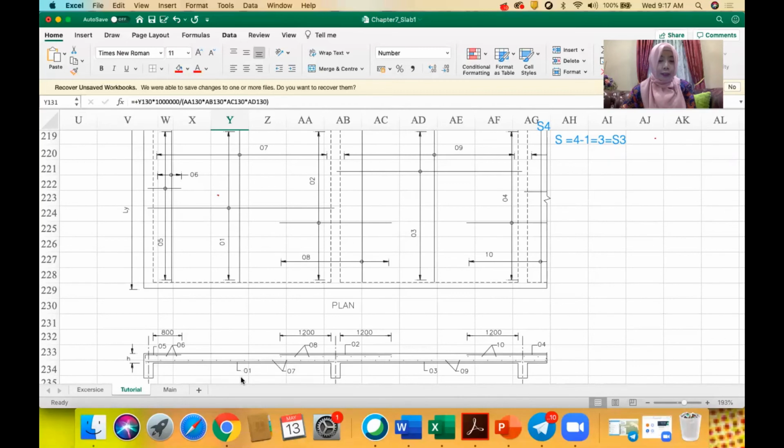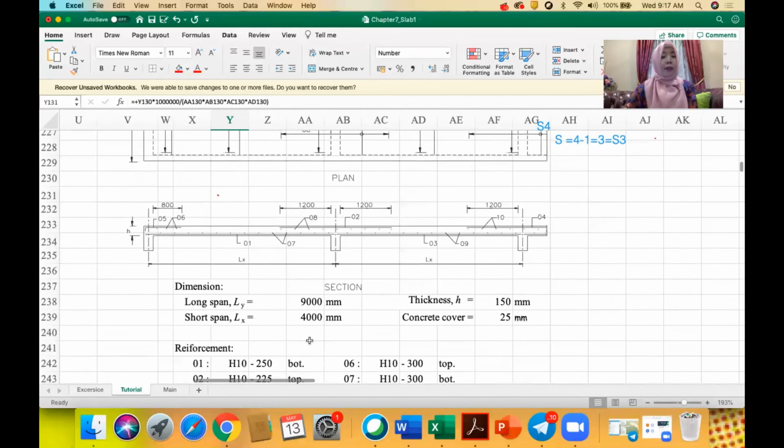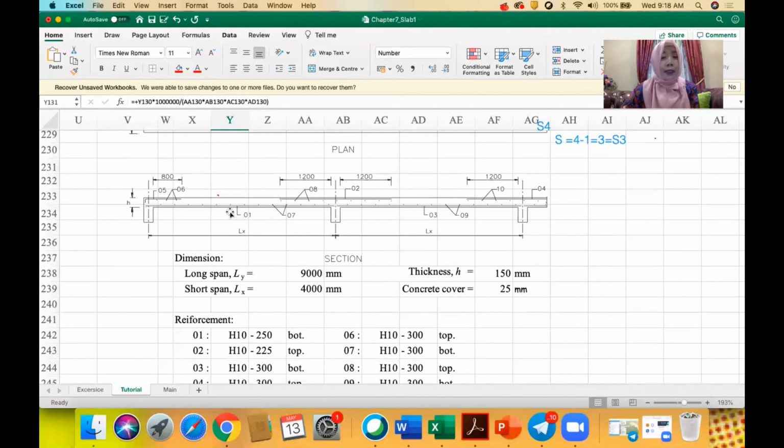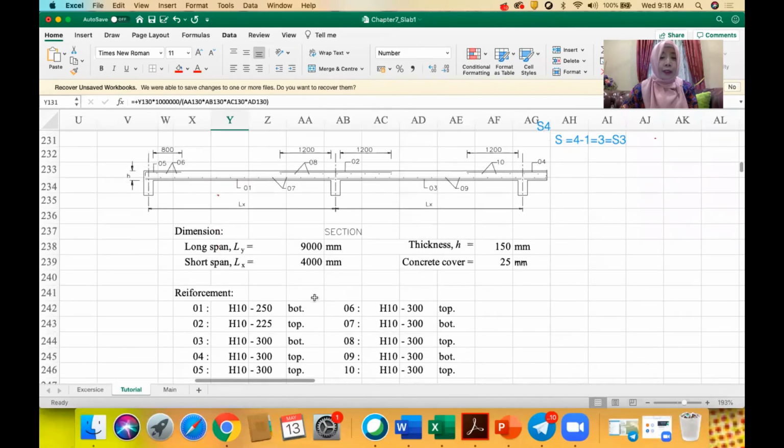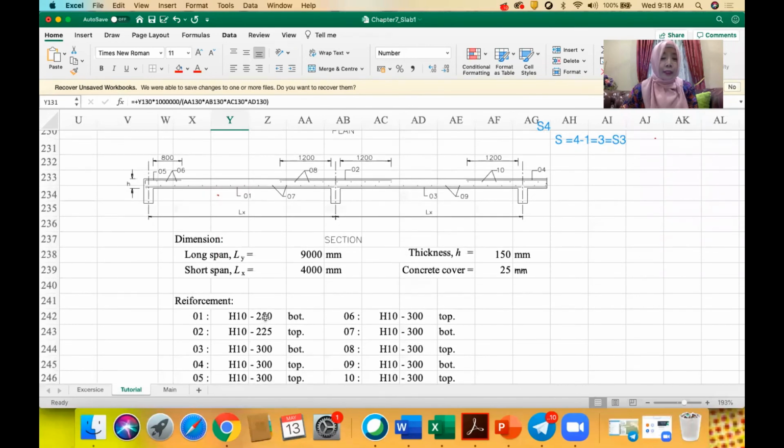If you can see here, the main steel at the near middle of end span, we name it as 01. At the support, at first interior support, we name it as 02. At middle span, 03. And at the middle support here, 04. And at outer support, 05. So here, based on this arrangement.